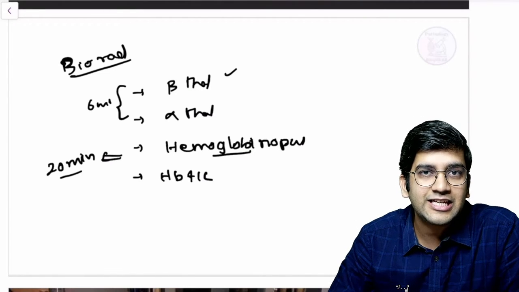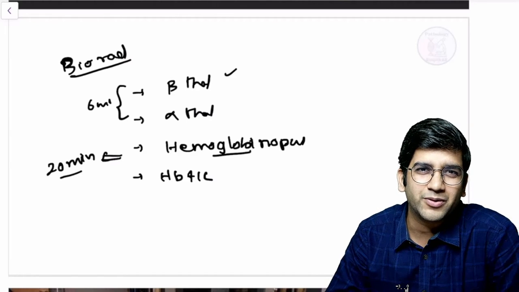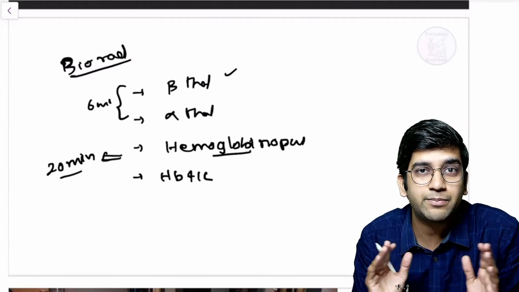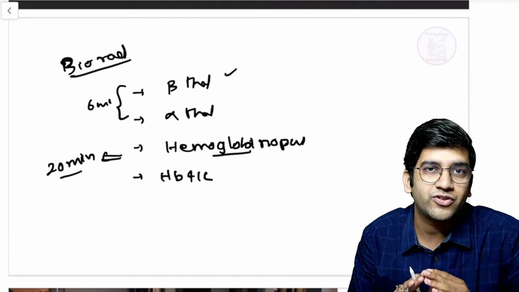It's very, very less cumbersome than your hemoglobin electrophoresis, because hemoglobin electrophoresis is a bit cumbersome. And it is much more accurate than hemoglobin electrophoresis, because I have multiple retention times, multiple windows where I can easily delineate what type of disease it is, fine?